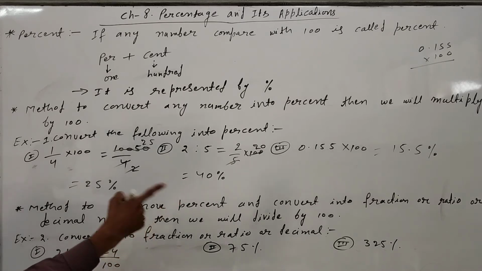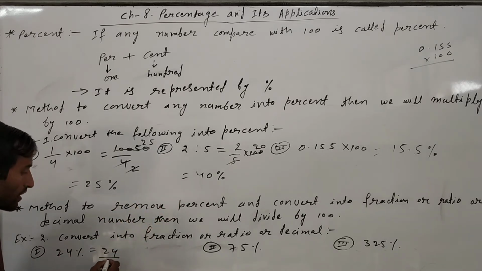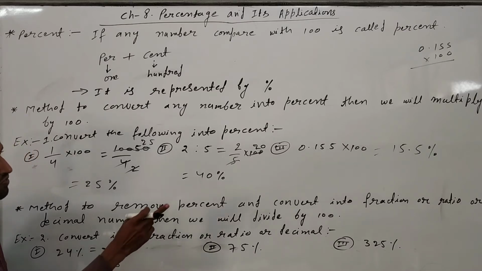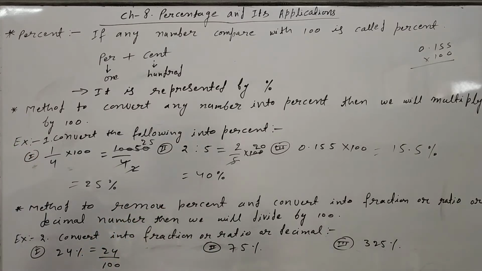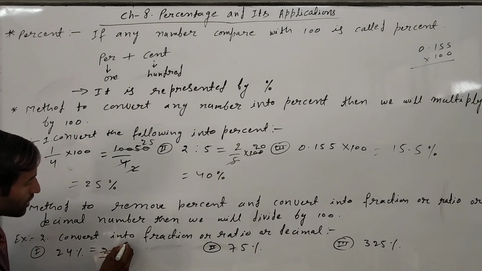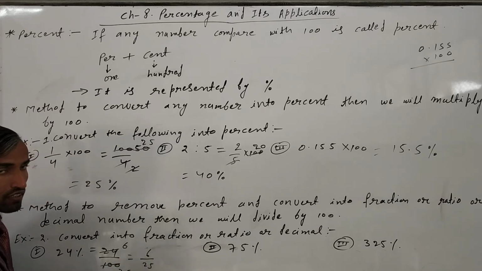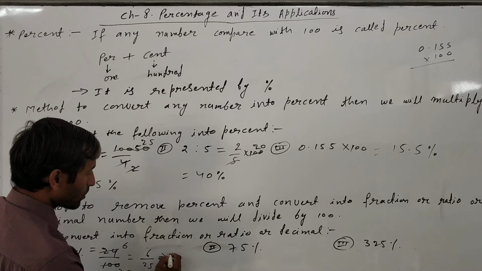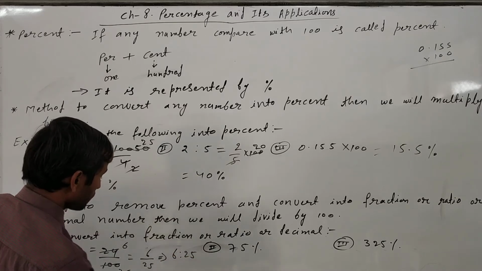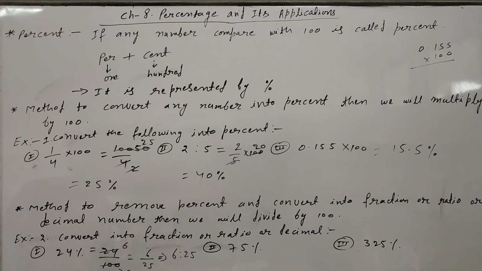Now we convert it into a fraction first of all, so we simplify here. Either this one is also an answer, or we convert it into the simplest fraction. We cancel out 6 by 4 and 25 by 4. Then it will come 6 upon 25. This is the correct fraction. Or if you convert into ratio, then write 6:25. After that, if you want to convert into decimal, you can directly convert from 24 upon 100. After 2 digits the decimal comes: 0.24. So this is the answer.